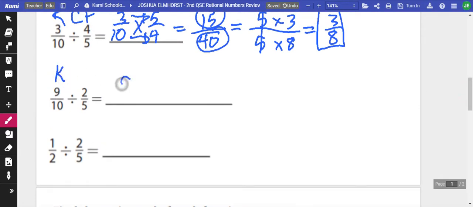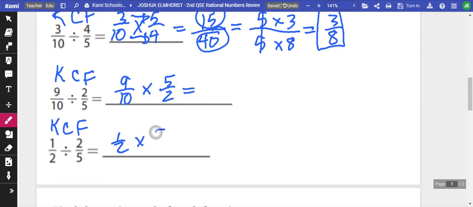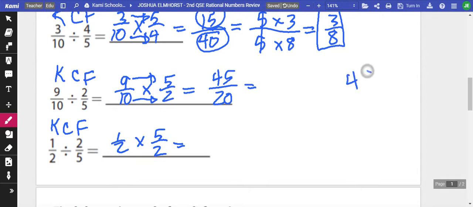Keep it. So we got 9/10. Change it to multiplication, and then flip 5 over 2. Keep, change, flip. So 9/10 multiplied by 5 over 2. So 9 times 5 is 45. 10 times 2 is 20. So we're going to have 45 divided by 20.